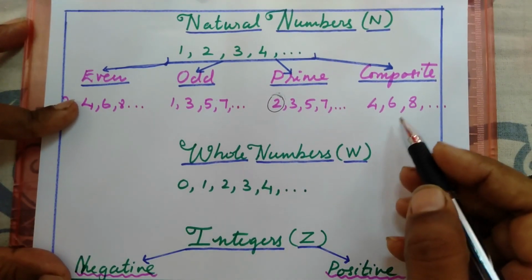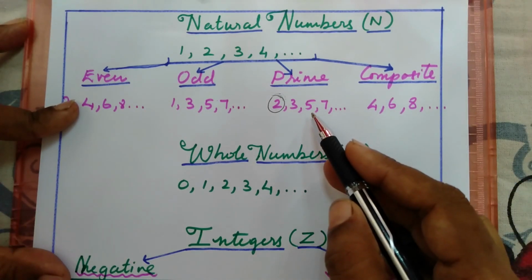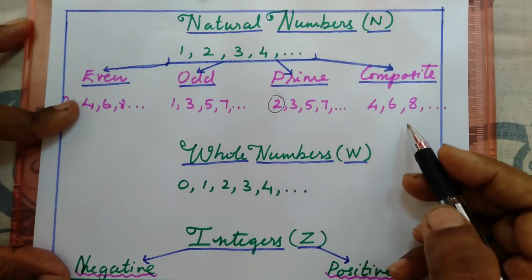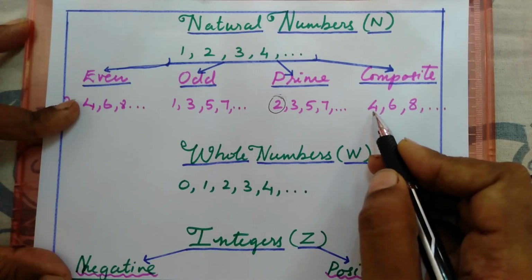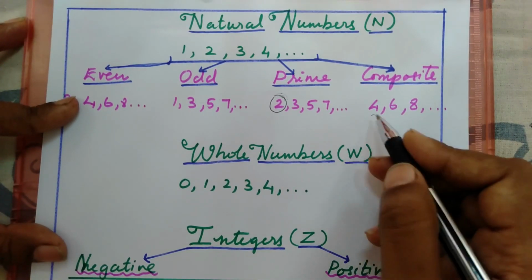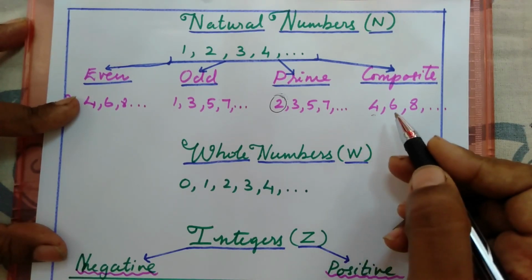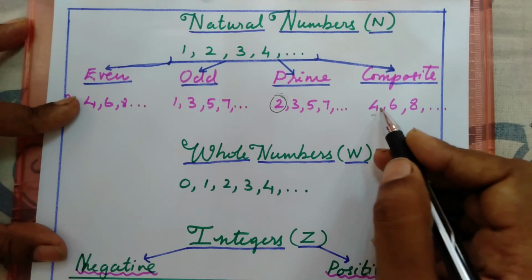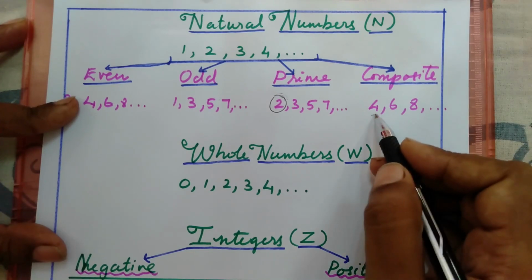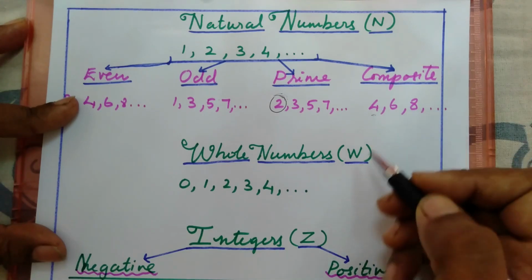The next one is composite numbers. Composite numbers are opposite to prime numbers because composite numbers have more than 2 factors. As I said, you can take the number 4. 4 comes in the 1 table, 4 comes in the 2 table, and 4 comes in the 4 table. So it has more than 2 factors, not only the 4 table and 1 table, it also comes in the 2 table. So these numbers have more than 2 factors, and they are called composite numbers.